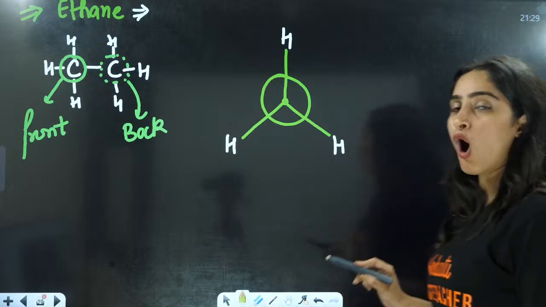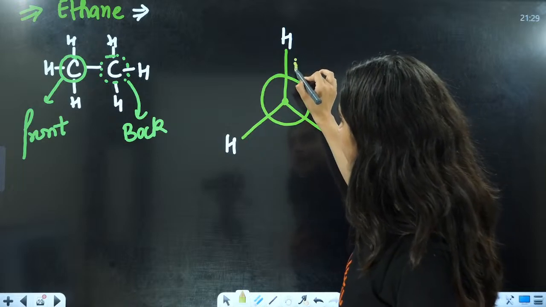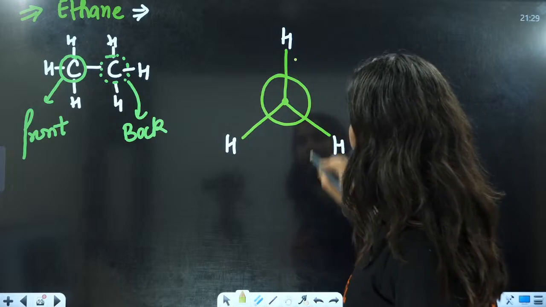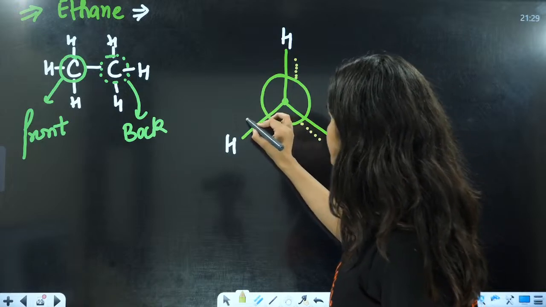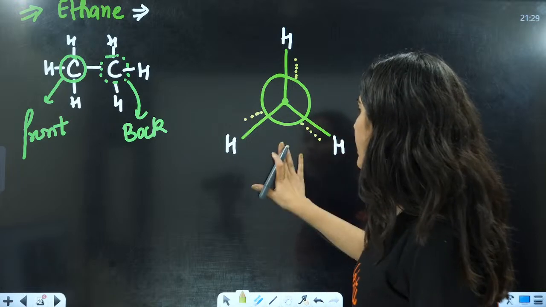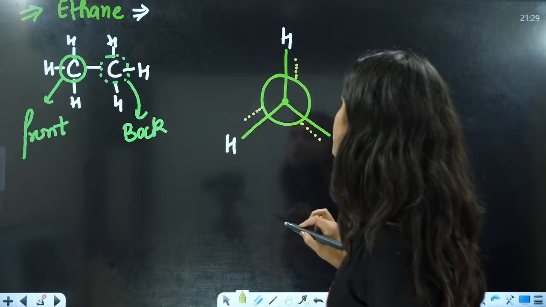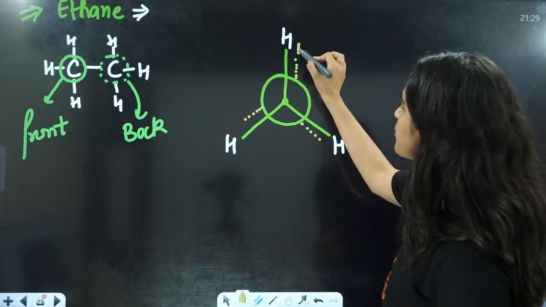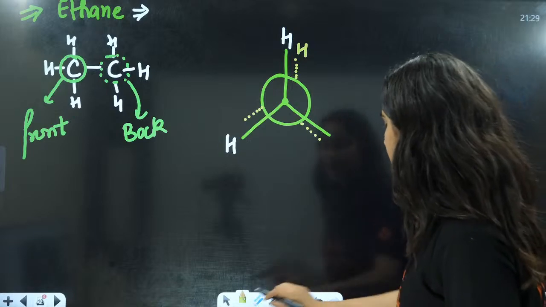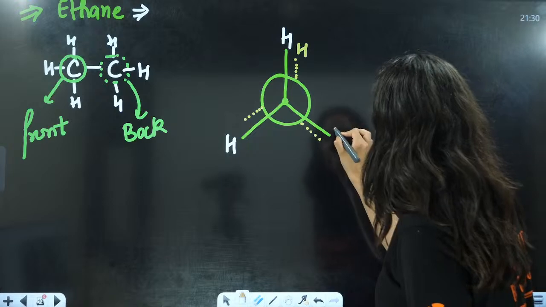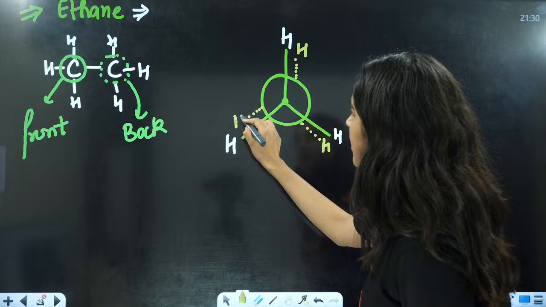Then draw the carbon of the back side. This carbon of the back side is going to get connected to this one, and this one, and this one. Okay, so this is the hydrogen part here, and again this is the hydrogen part. Sorry, let me draw it clearly. This is the hydrogen part, this is the hydrogen part, this is the hydrogen part.